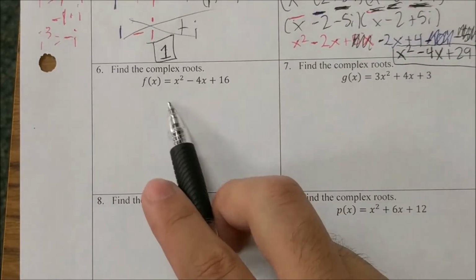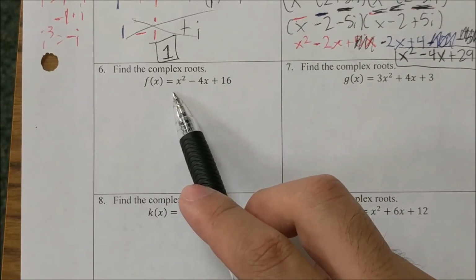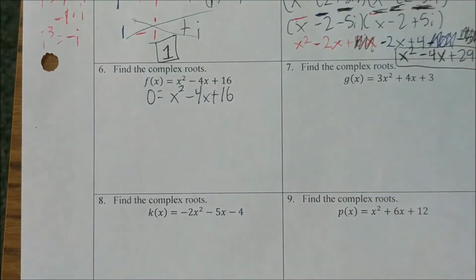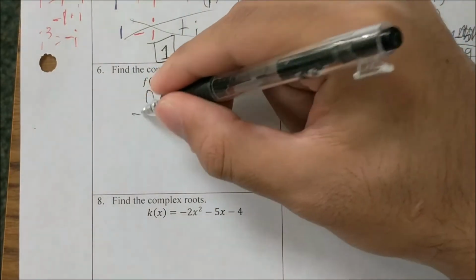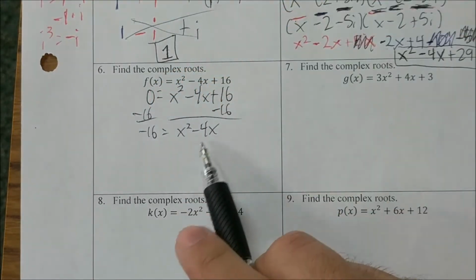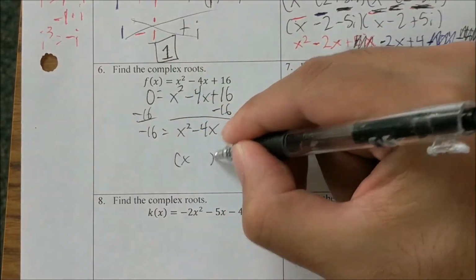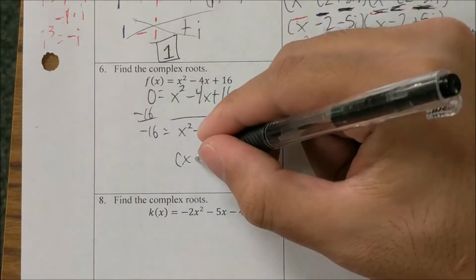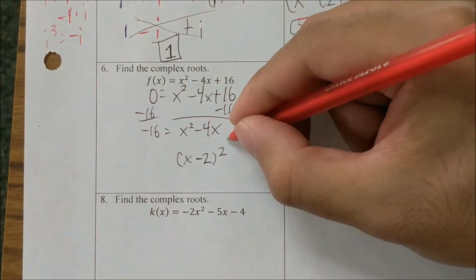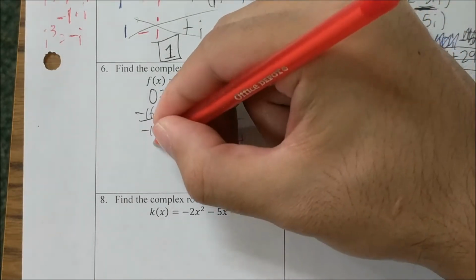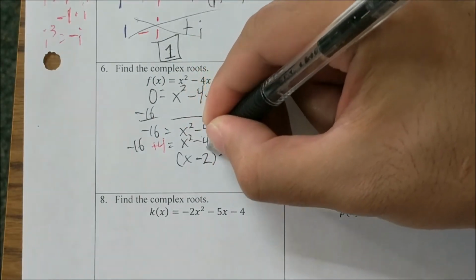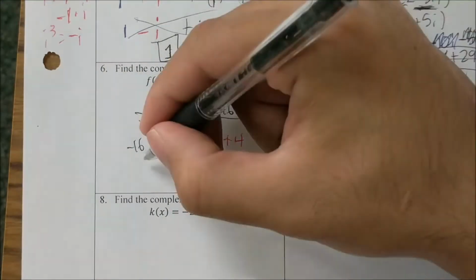Okay, find the complex roots. So for this one, I'll use completing the square. And you could do the quadratic formula. So I'll subtract the 16 over. Okay, so my goal is to end up with this. So half of negative 4 is negative 2, which means that the missing term I need to add is negative 2 squared, which is positive 4. So negative 16 plus 4 is negative 12.